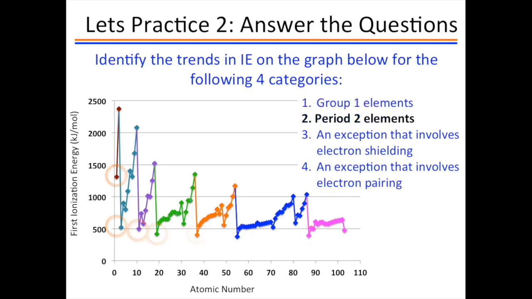What about period 2? In general, the ionization energy is increasing as the atomic number increases. Now here's an exception that involves shielding. We are showing the beryllium to boron exception, but you might have identified the equivalent exception in period 3, shown by the purple line. An exception that involves electron pairing in period 2 is shown here.